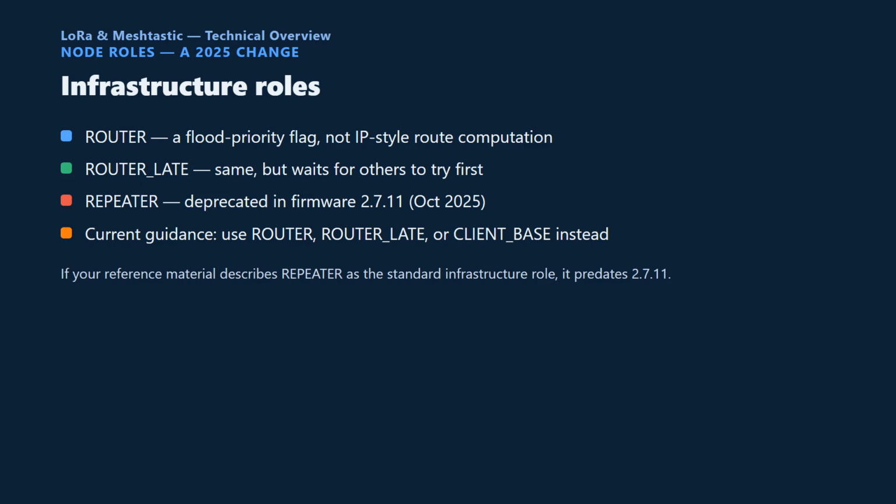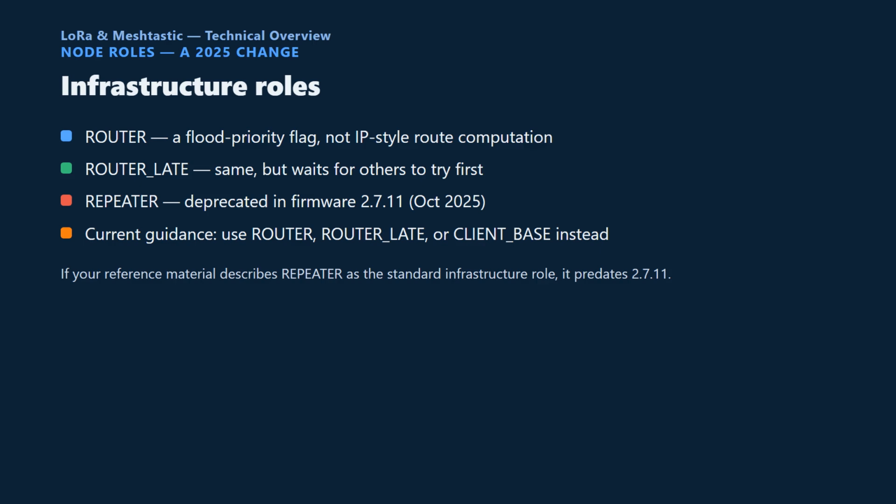Router late does the same, but only after every other node's rebroadcast attempt has had a chance, specifically to cut collision risk from infrastructure nodes. Official guidance is explicit that overusing either role across many nodes increases collisions and reduces delivery rates. It is not a coverage switch you flip for free.